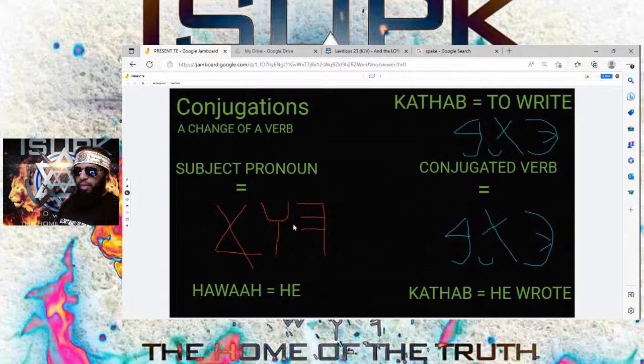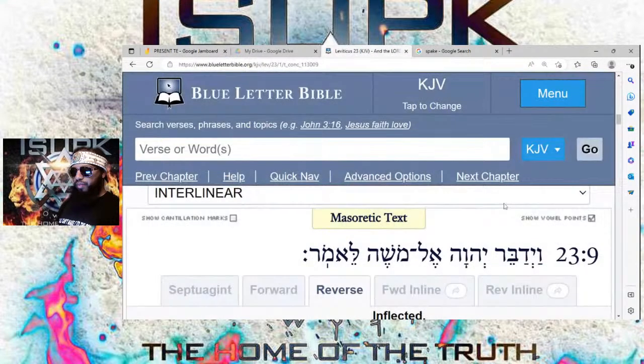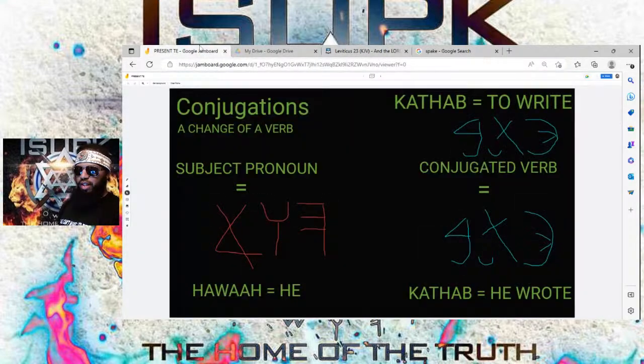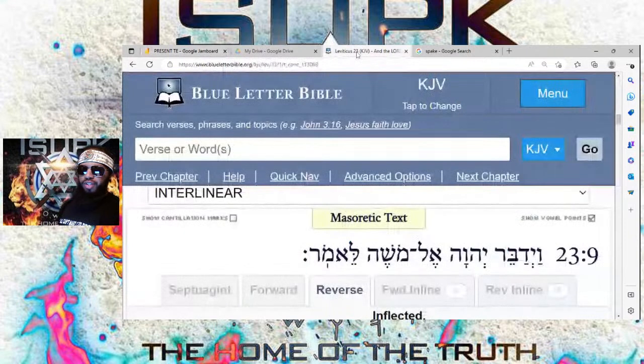The subject pronoun is hawa, meaning "he." But because you can use ya as "he," that's still a subject pronoun. But this is only used in conjunction with verbs, and you will only see this done with the past tense. You'll never really see a ya being used in conjunction with another verb in the present or the future. Not saying that it can't be done, but you really won't see it.